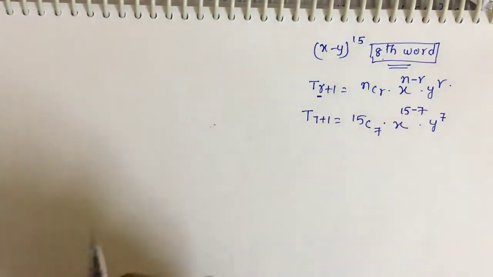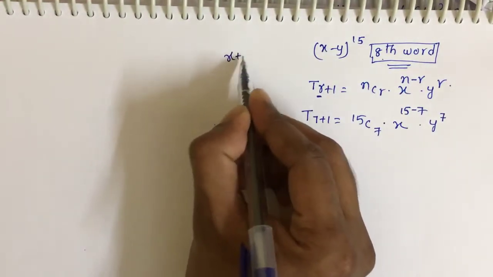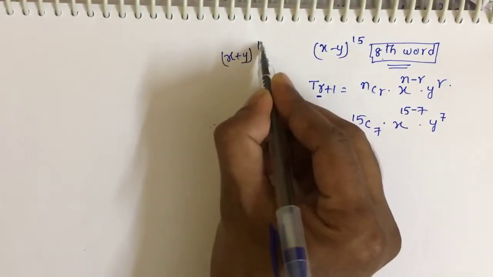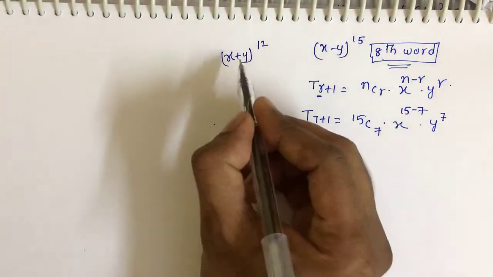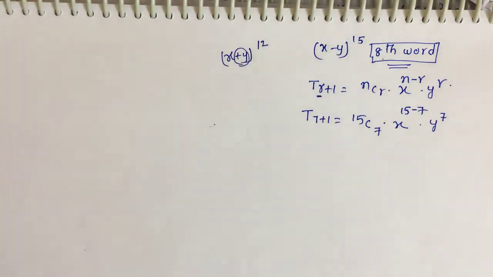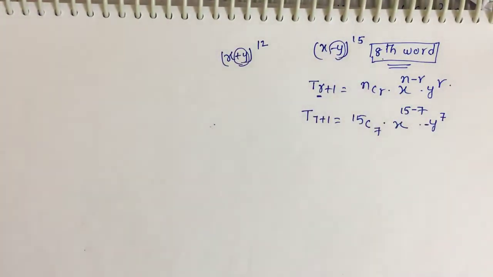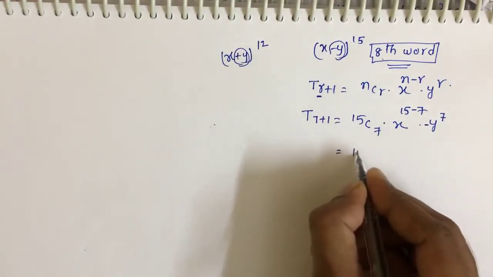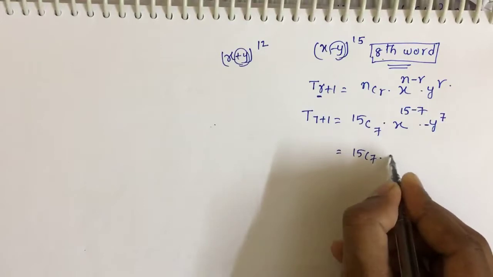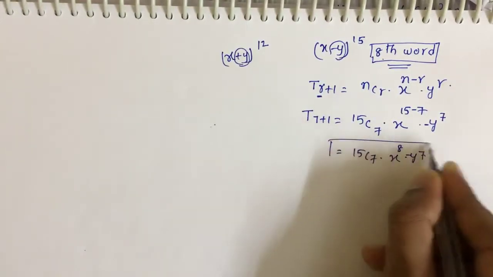Here we have to remember that in the previous problem (x + y)^12, which I solved, the sign is positive, but here the sign is negative, that's why the negative sign will come. So if you do this problem, you'll get 15C7 x^8 (-y)^7. So this is the 8th term.